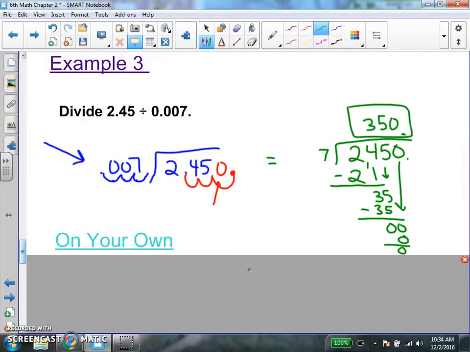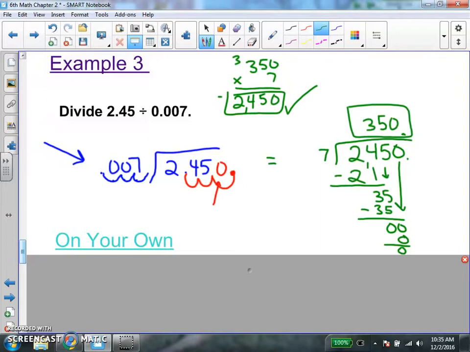350. Remember, you can easily check your answer on these. Take 350 and multiply it by 7. We should come up with 2,450. 7 times 0 is 0. 7 times 5 is 35. Carry my 3. 7 times 3 is 21. Plus 3 is 24. In fact, we do. Our answer checks out.